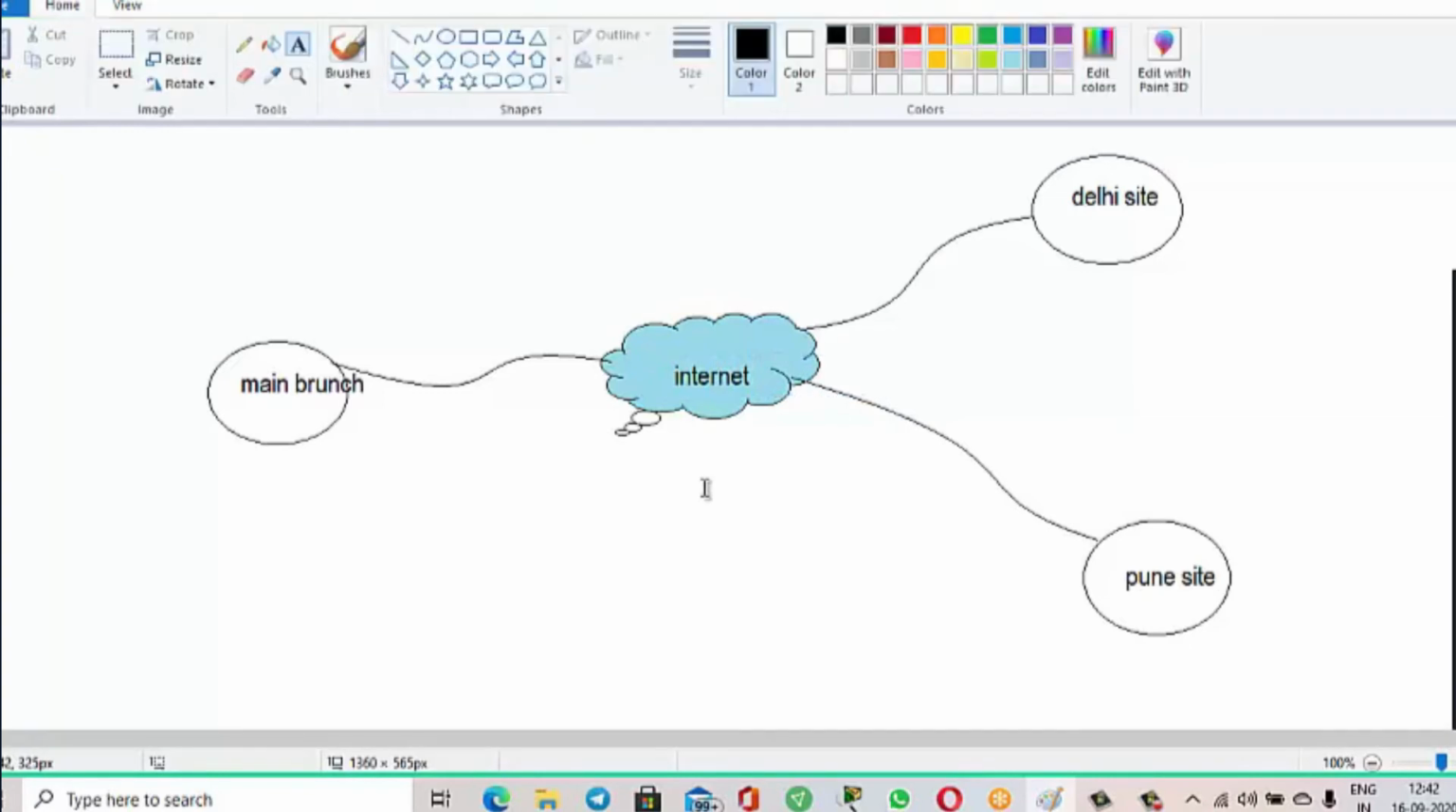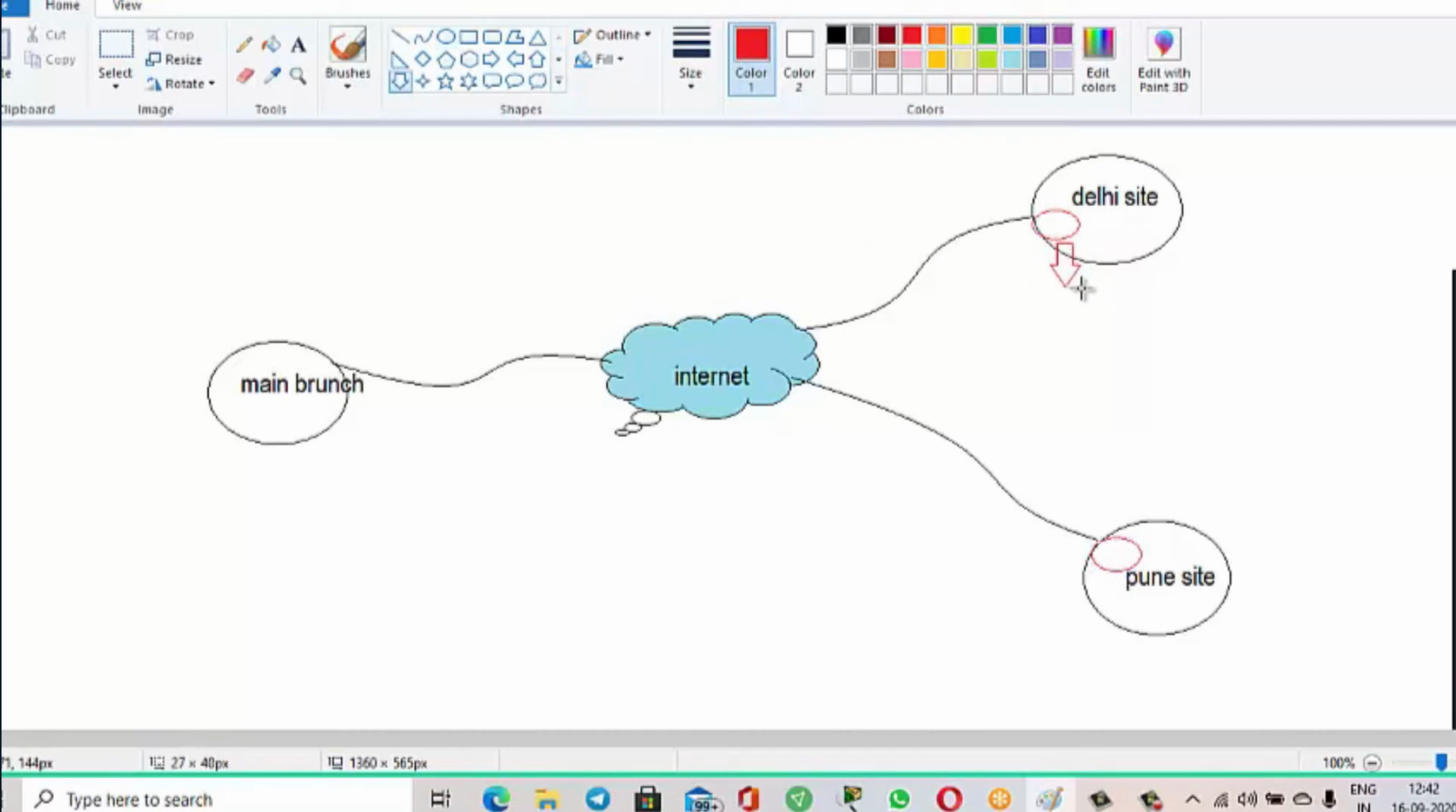Next, on the Delhi side and the Pune side, there is some problem in the network. At that time, I can't go to Delhi and I can't go to Pune. So in this situation, what we do is this: on the Delhi side there is one main router, and on the Pune side there is also a main router.